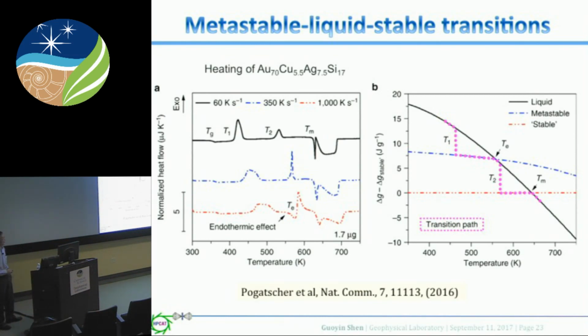So that's what they see. But as they go very fast, the T1 becomes this one. This is the T1. T1 is a metastable solid. And then after that, they actually see this so-called TE, and they interpret that as the melting of T1, and then immediately followed by the T2 phase, and then eventually reach the melting of the stable solid.